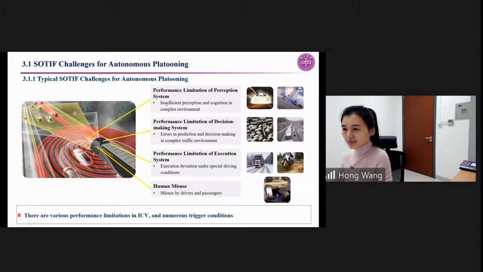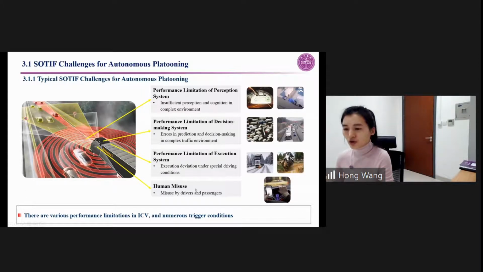This is a very clear problem. If we drive the vehicle or drive the platooning in a severe or very crowded traffic scenario, it might cause some perception errors. The second one is the performance limitation of the decision-making system. There are some errors in prediction and decision-making in complex traffic scenarios. The third one is the performance limitation of the execution system, such as the accuracy and the time delay of the execution system.